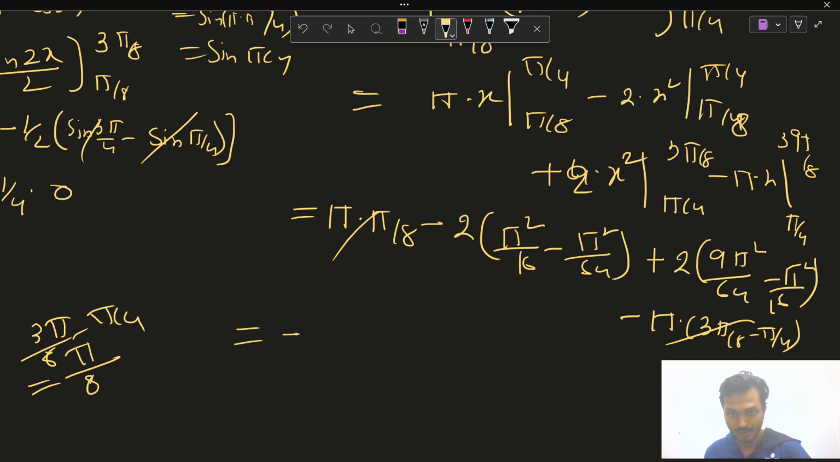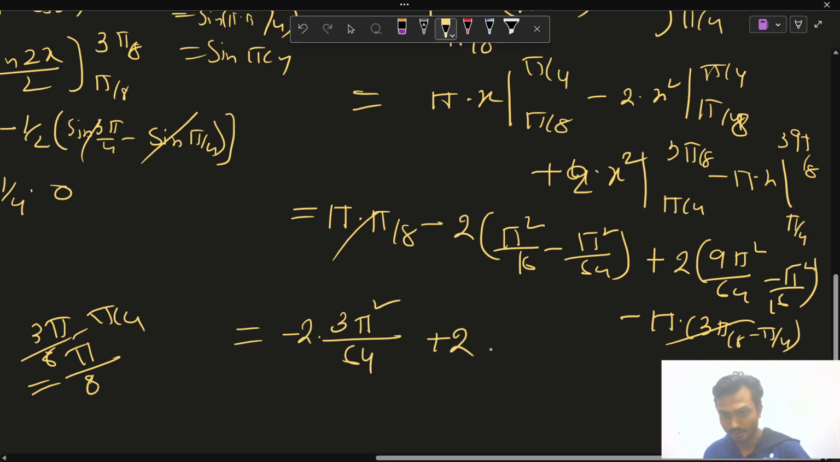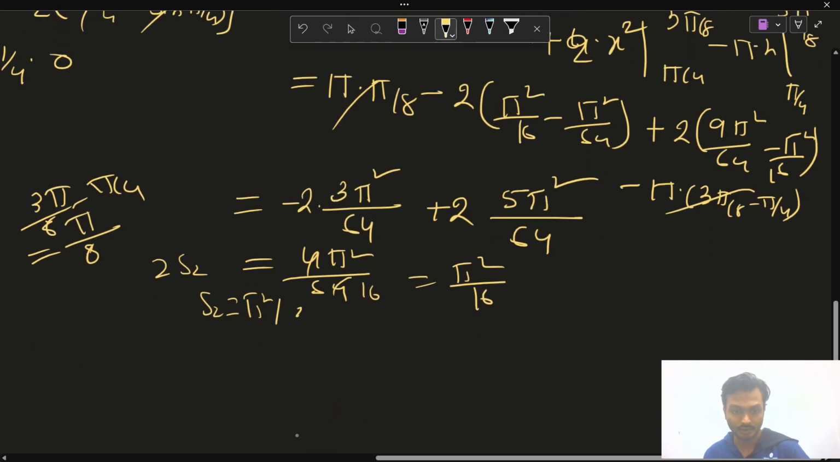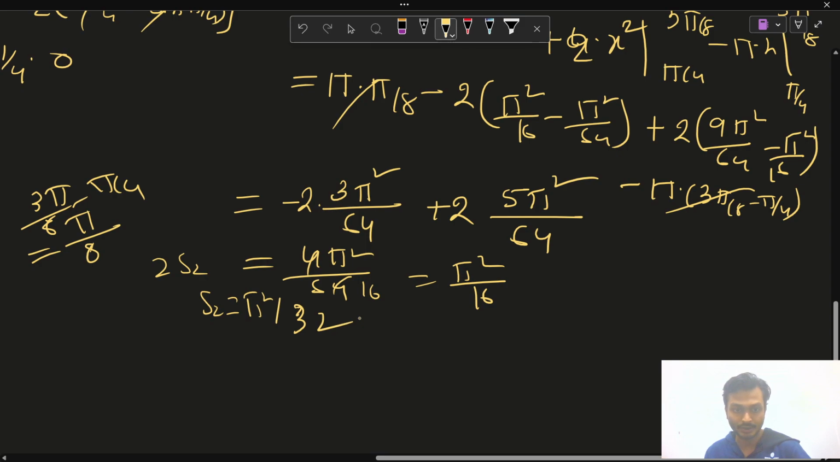So this is equal to minus 2 into, when you take LCM 16, 3 pi square, plus 2 into, when you take this, 64, 5 pi square. Now this is 10 minus 6, that means 4 pi square divided by 64. This is 16, so pi square by 16. So what we get, this is 2 S2, right? So S2 is pi square by 32.